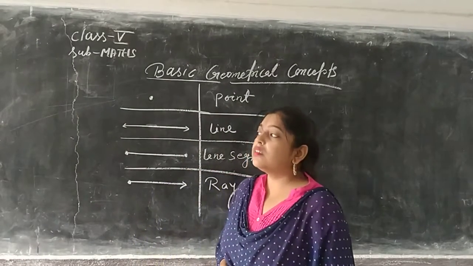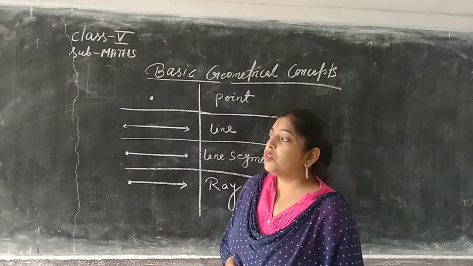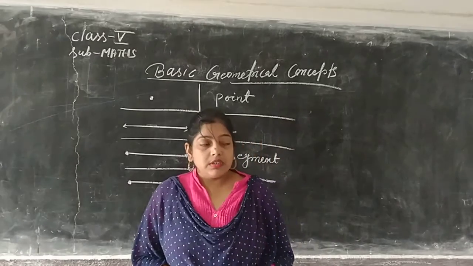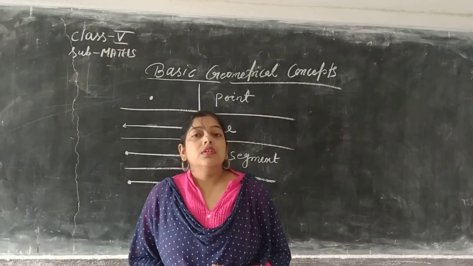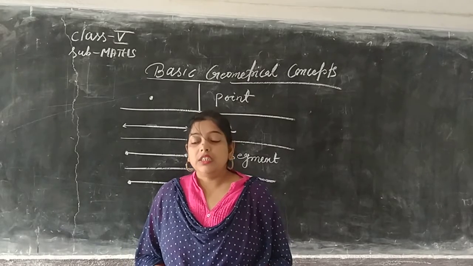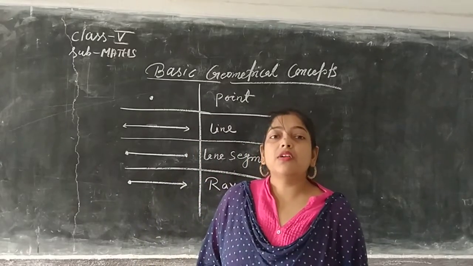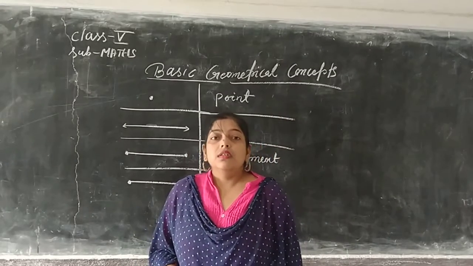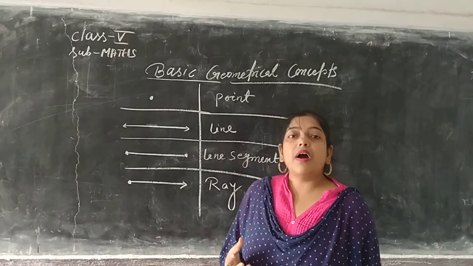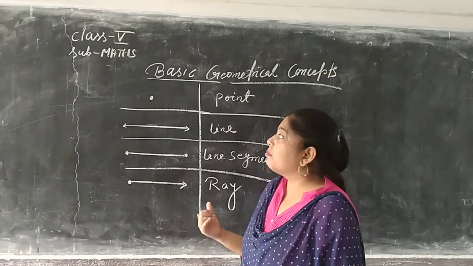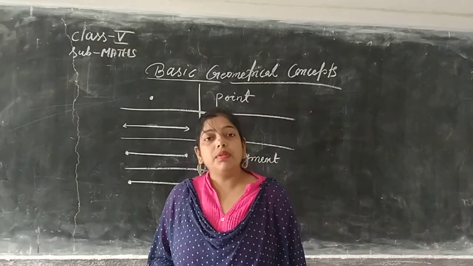Now, what is geometry? The word geometry is derived from geo and metron. Geo means earth and metron means measure. So geometry is a basic branch of our maths.